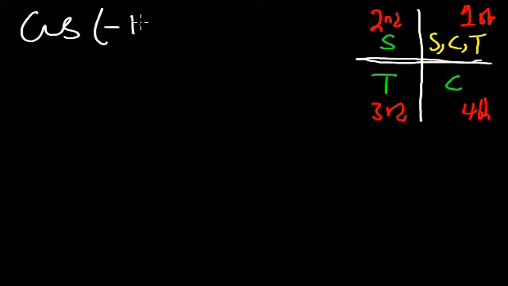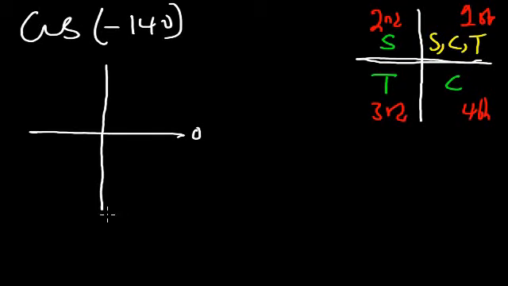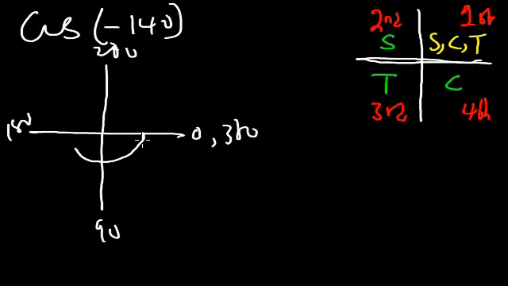Consider cosine negative 140. What acute angle will correspond to this? Having the plane drawn, we have 0, 90, 180, 270, then 360. We have to shift 140. 140 is less than 180, so we can stop somewhere around there. So theta will be this angle. It can be this, because this is an angle between the length formed and the horizontal line. This is a vertical line.